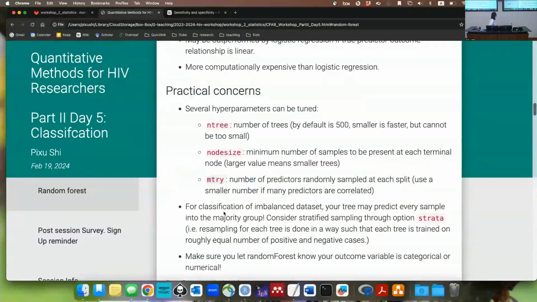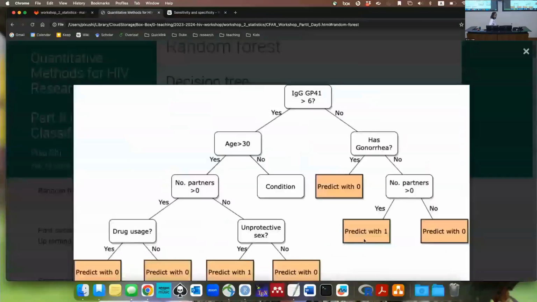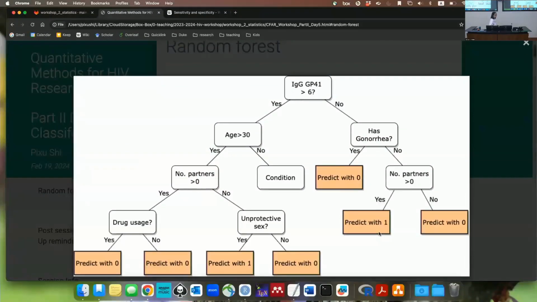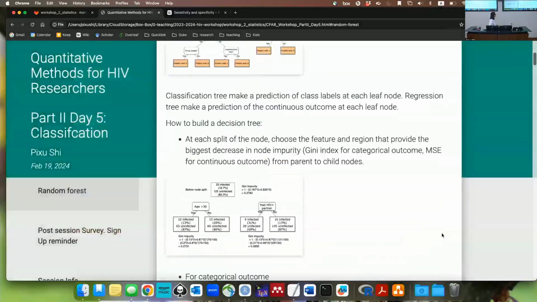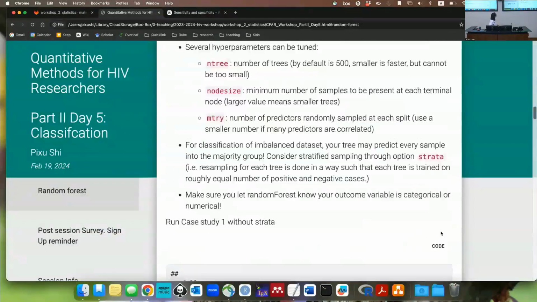But there's one thing in the setting of random forest you need to be careful about, which is the stratified sampling. If you have a very imbalanced data set, remember the node will do the prediction based on majority vote or the average of everyone. If you only have a few infected patients and the majority are uninfected, the majority in all of the leaves may be uninfected, and you may predict everyone as uninfected. If that is something you don't want, you would set the stratified sampling here.